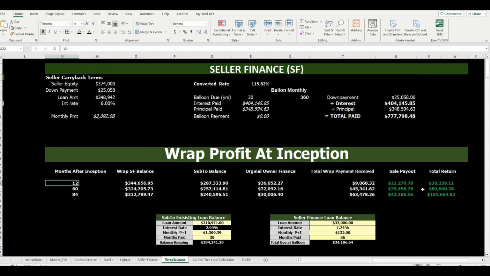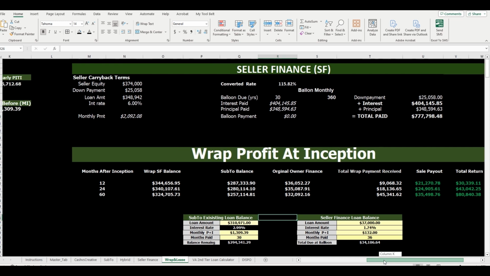So at the 1 year mark, we're looking at about $21,000 sale payout with a total return of $30,000. In 2 years, that would be our sale payout and total return. At the 60-month inception, which would be 5 years, that would be our sale payout and total return. So you can see that this deal is going to make me some money, and so these numbers are good.